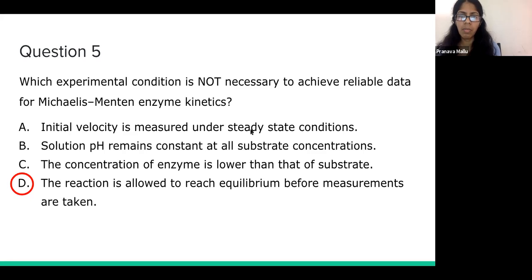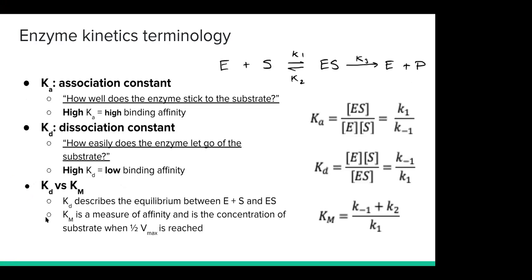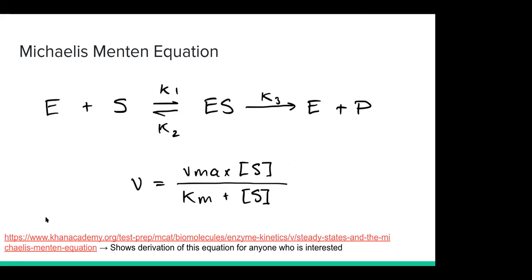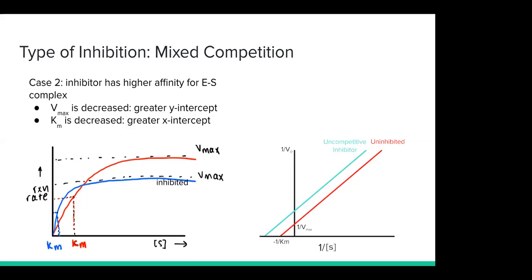Yeah, so I have a question. Sorry, go ahead. Okay, D, the reaction is allowed to reach equilibrium before measurements are taken. So when we look at the enzyme graphs, we're seeing the reaction progressing. So I guess that's why D would be correct, right? Because it says allowed to reach equilibrium. Let me try to go back. Which graph are you talking about, the Michaelis-Menten or the Lineweaver-Burk? The Michaelis-Menten.